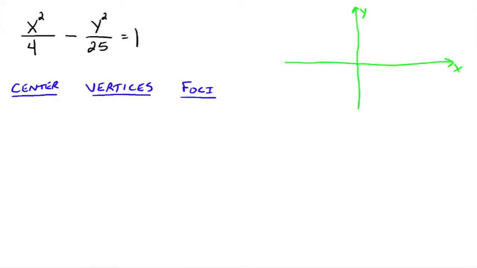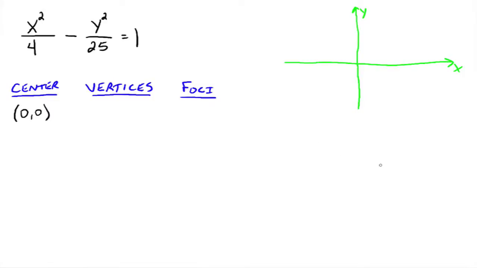Right, this is part 2 in the study of the hyperbola. So now let's do an example: x squared over 4 minus y squared over 25. What's the center? Well, the center, everybody agree, would be 0, 0, the origin, because your h and k are both 0.